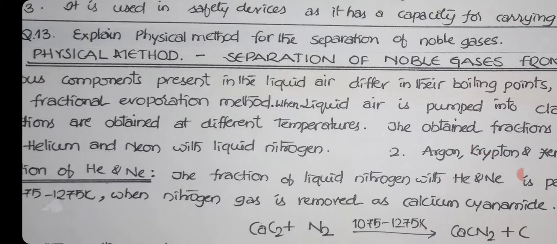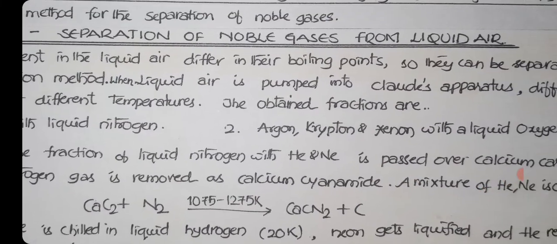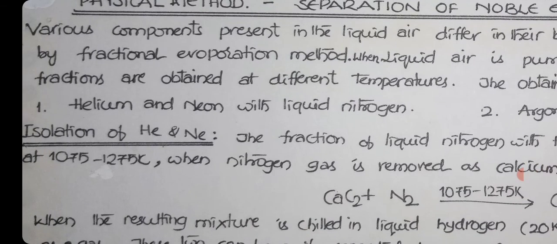Explain physical method for the separation of noble gases. Just now we were discussing adsorption, Dewar's method. Here this is another method which is called physical method. Here we are based on the boiling points, we are going to separate them by cooling. Separation of noble gases from liquid air directly. So this is one interesting one.